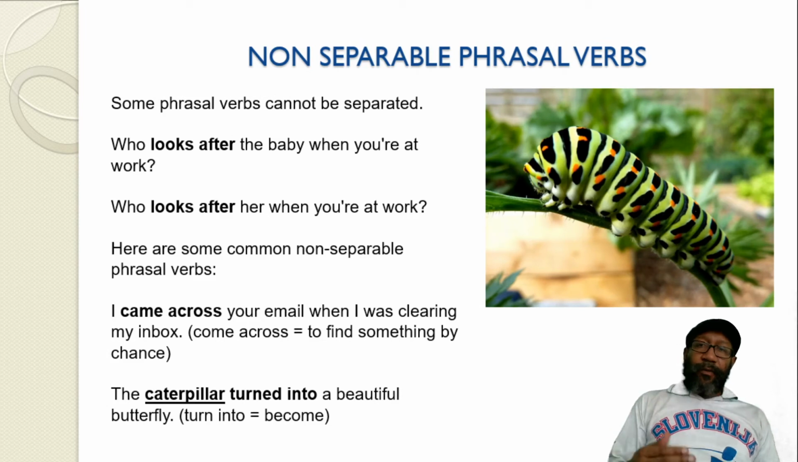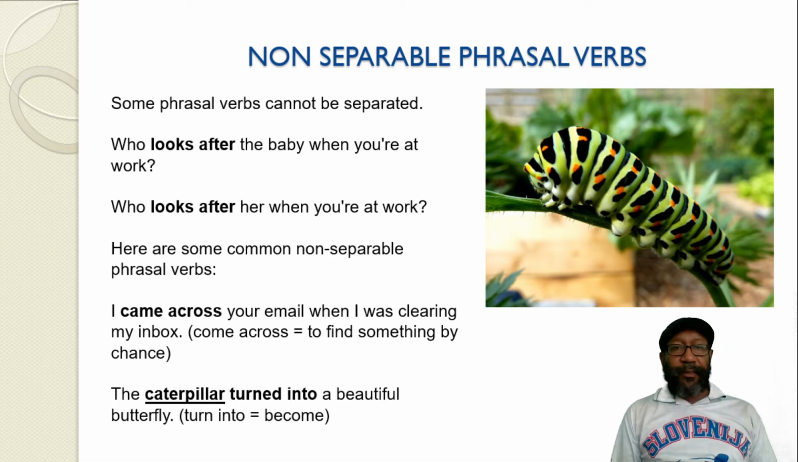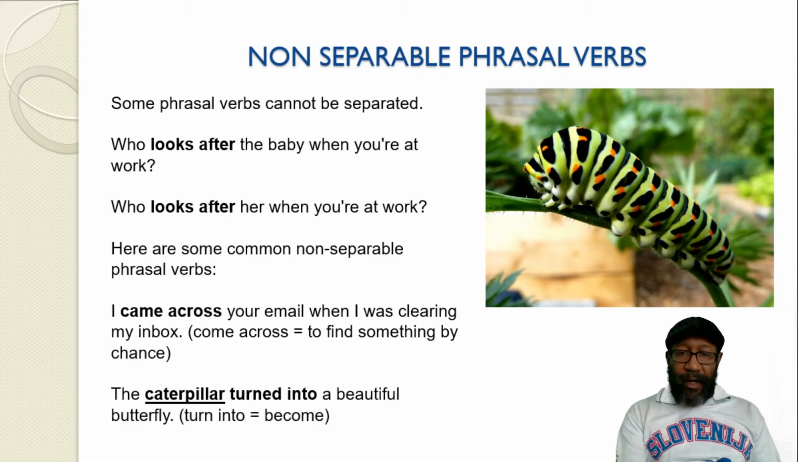There are also non-separable phrasal verbs. Some phrasal verbs cannot be separated. Who looks after the baby when you are at work? Who looks after her when you are at work? So looks after goes together. Here are some common non-separable phrasal verbs. I came across your email when I was cleaning my inbox. So come across is to find something by chance. Oh, I came across this 10 reais bill, right? The caterpillar turned into a beautiful butterfly. Turn into is to become. And this is the picture of a caterpillar, this beautiful animal that becomes even more beautiful when it becomes a butterfly.